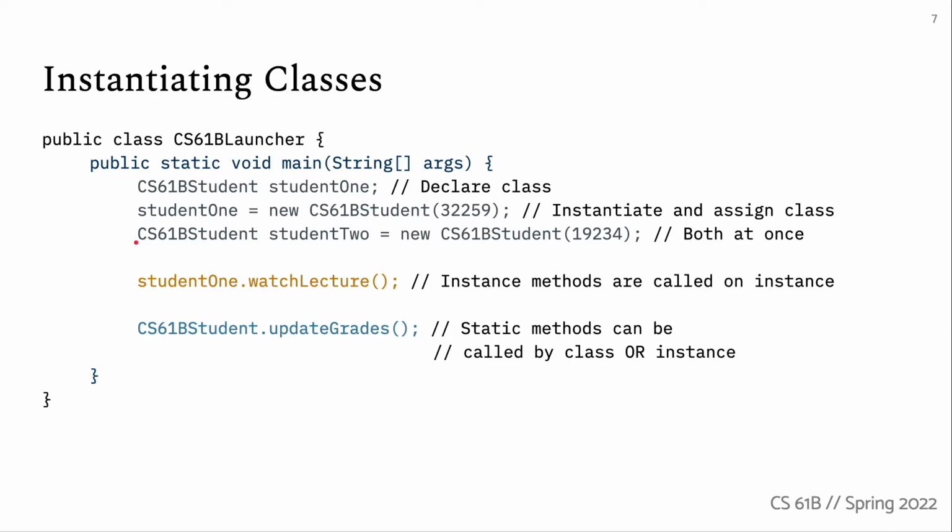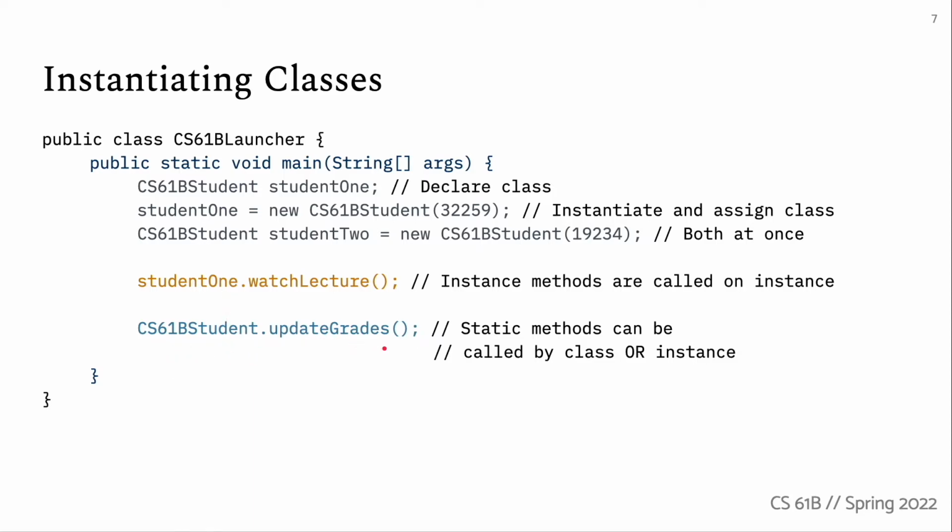You'll want to use them in slightly different situations, but it's really up to you for the most part when you want to split it up and when you don't want to split it up. Next, this is how you would call an instance method. Instance methods have to be called on instances, so you cannot call CS61B student.watch lecture because then the question would arise, which CS61B student is going to watch lecture? You're not sure. So it has to be called on an instance.